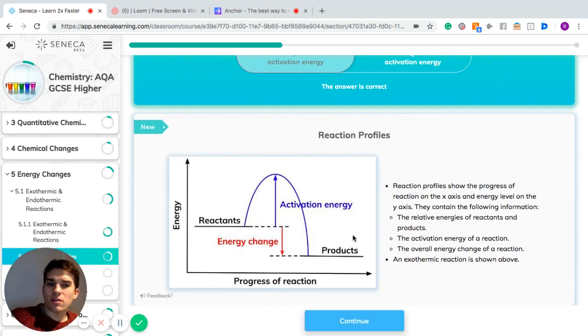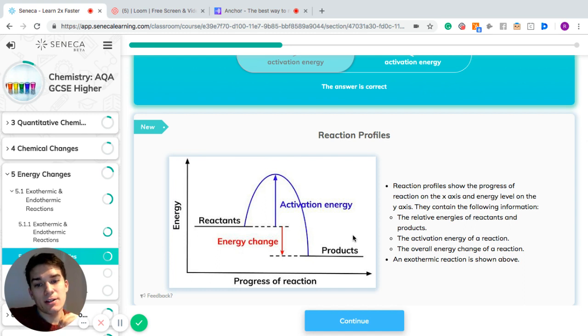What reaction profiles show is the progress of a reaction on an X and Y axis. And the X-axis shows us the rate of progress of the reaction, and the Y-axis shows us the energy level. So what you can find out from this is the relative energies of the reactants and the products. So by that I mean which has a higher energy, is it the reactants or the products? You can also see the activation energy, and you can also see the overall change of a reaction.